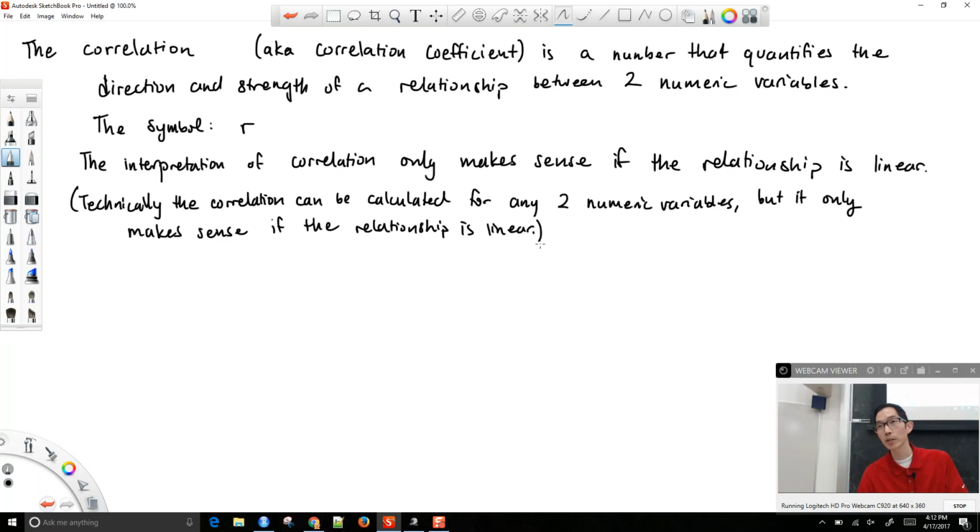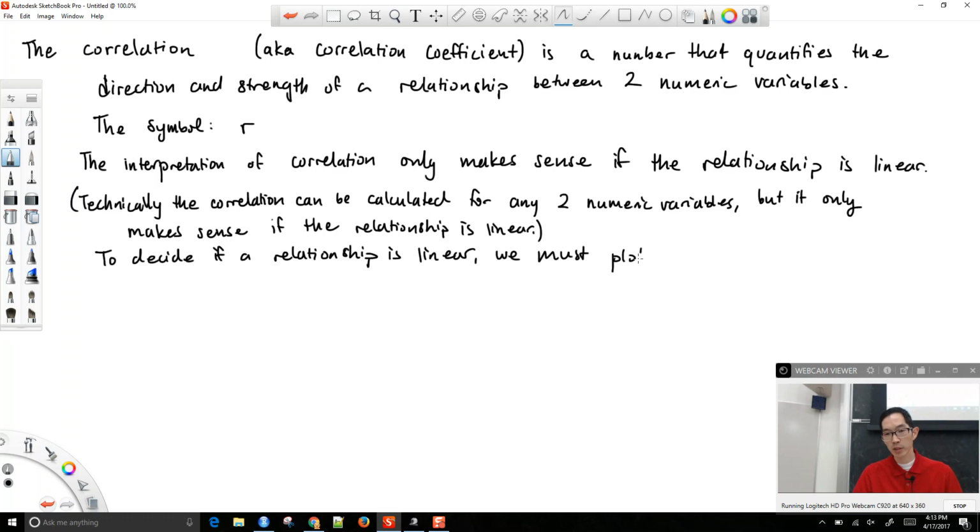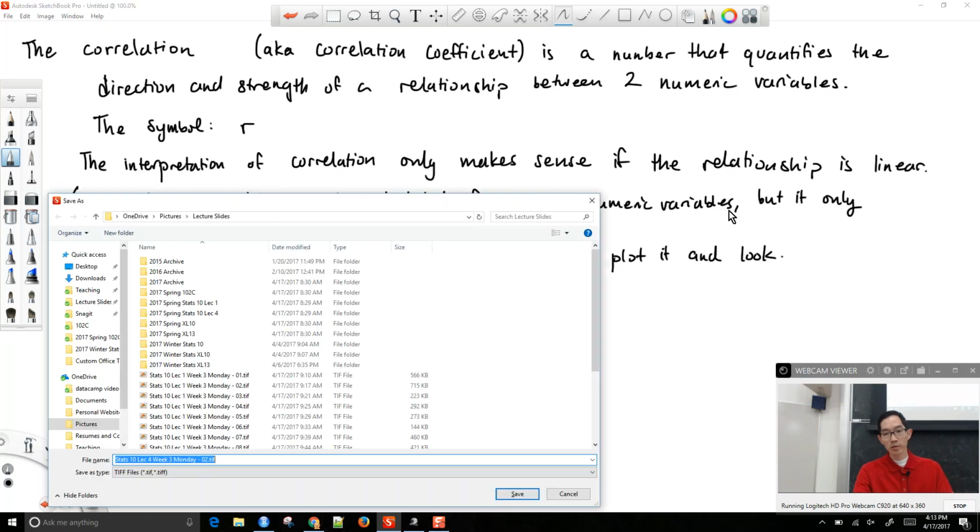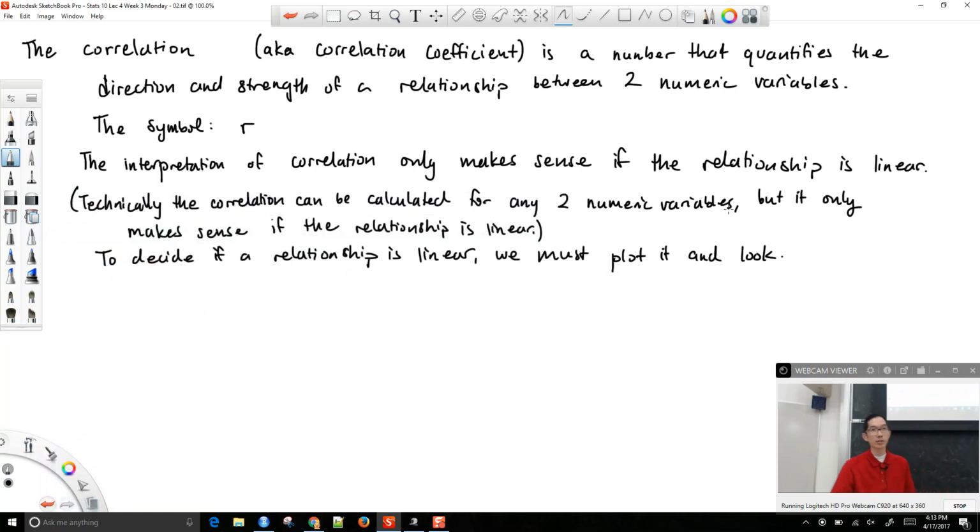We have to plot it, right? We have to create a graph, and then we look at the graph, and we decide if it looks linear or not. So to decide, we must plot it, and look. Just seeing the value of correlation will not tell you if the relationship is linear or not. You can't just look and say, oh, the R is equal to this number, therefore it's linear. R doesn't tell you that.